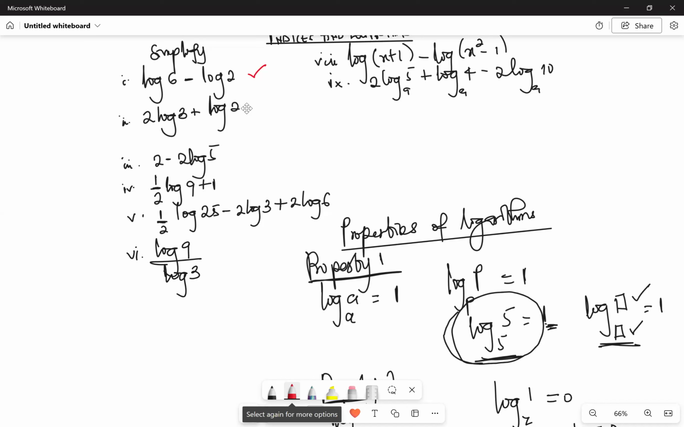I want you to be sincere with yourself. You do that, we do it together. You compare the answers. You see the step which was flawed. You correct yourself.